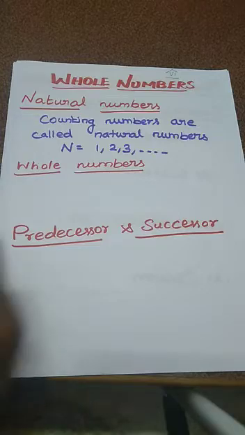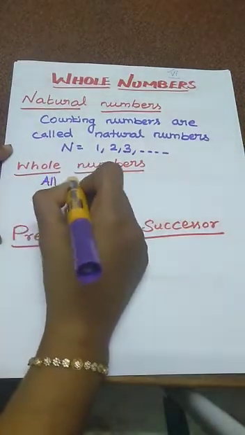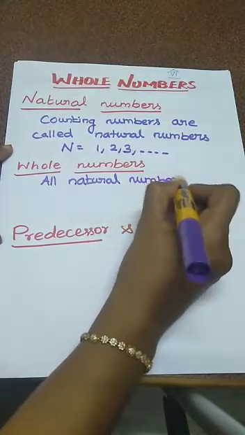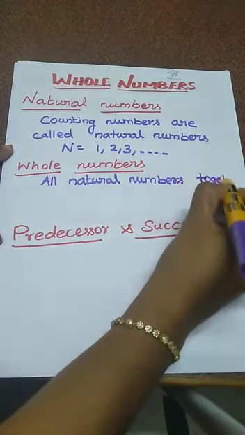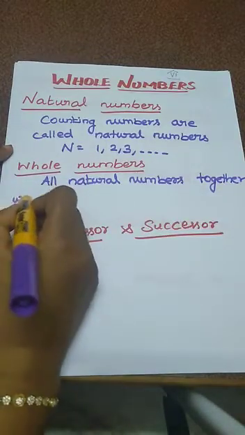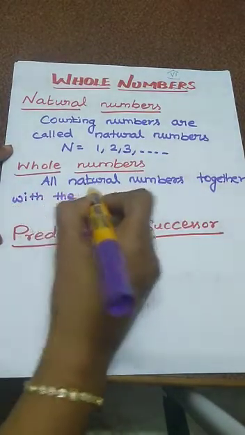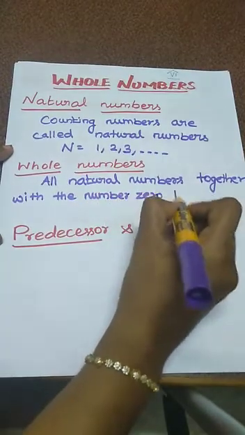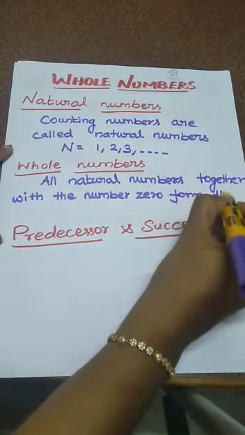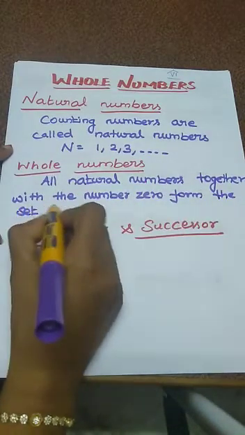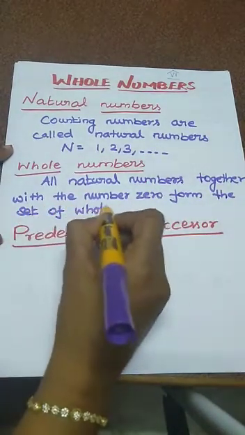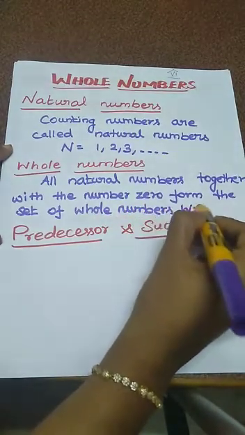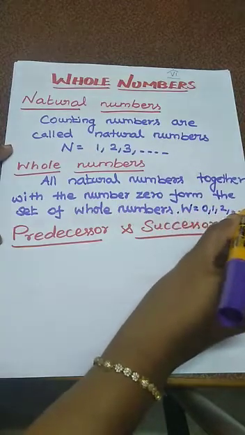All natural numbers together with the number 0 form the set of whole numbers. Whole numbers are denoted by the letter W. So W is equal to 0, 1, 2, etc.